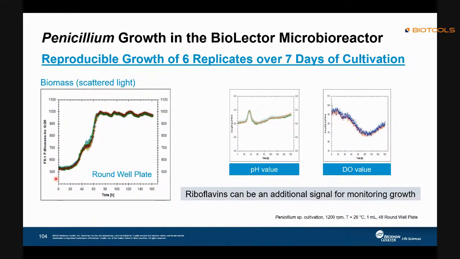So the customer can do all the monitoring, and then we can do the pH value and DO value also. If you need it, we can also have different kinds of signals to monitor the growth. So this is a method for that.